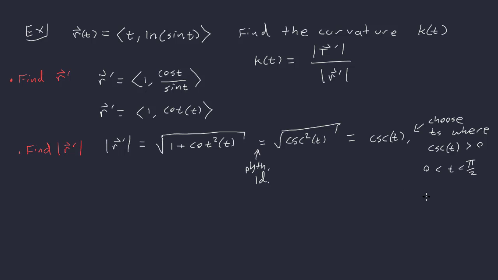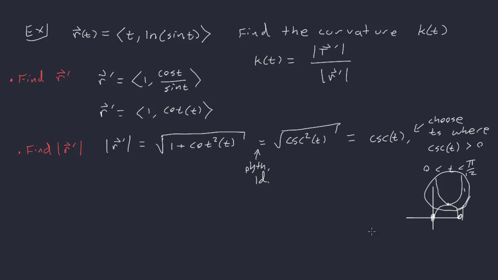Because if you're unfamiliar with cosecant, remember it's 1 over sine. So if you graph sine from 0 to pi over 2, cosecant does this. It has vertical asymptotes where sine is equal to 0. So we're basically going to restrict it between 0 and pi over 2. Okay, so that is the magnitude of r prime.